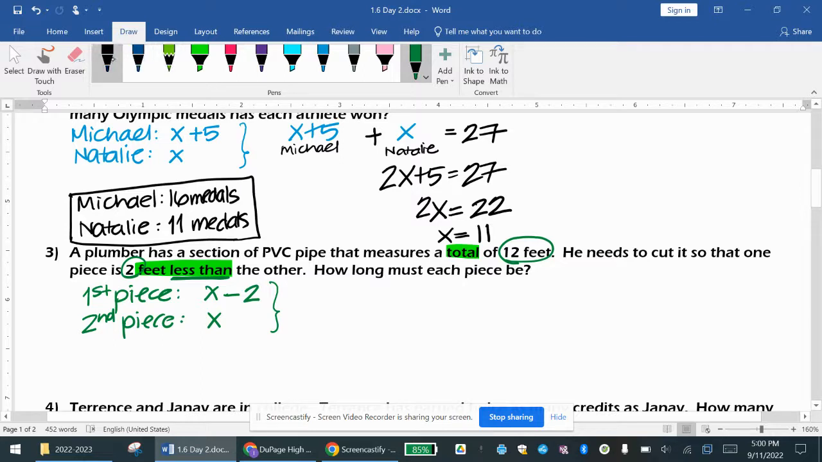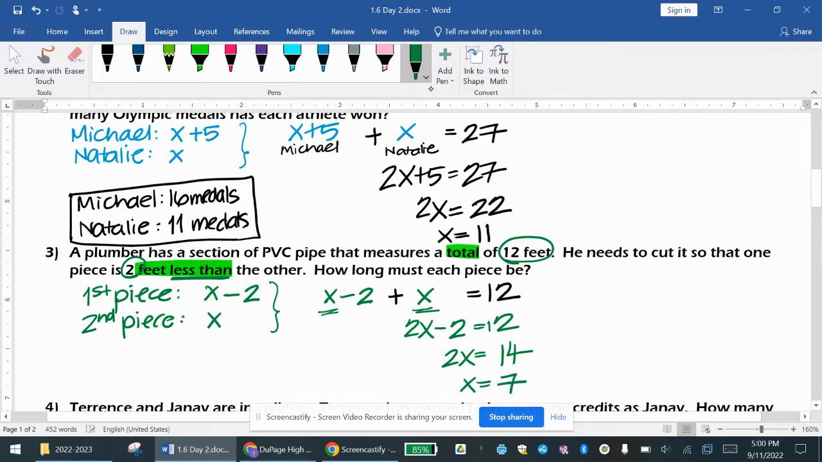Okay. So I'm going to go ahead and set up an equation. We know the total is 12, and then we're just going to put in our values, x minus 2, which is the shorter piece, and then the longer piece, x. So we're going to clean it up, combine like terms, add the 2 to both sides and divide by 2, and the final answer is going to be 7.